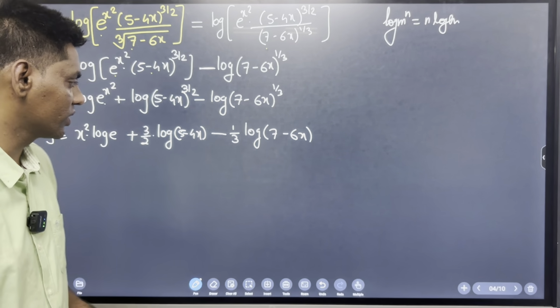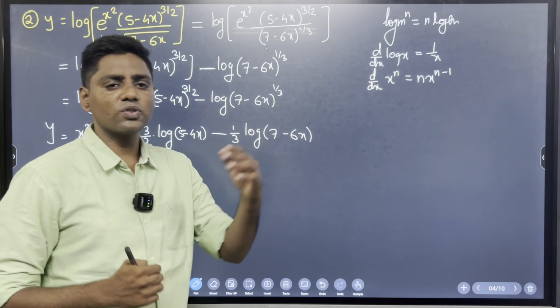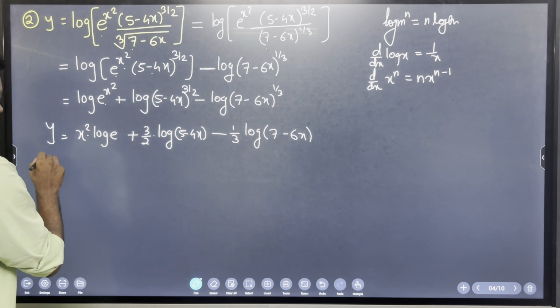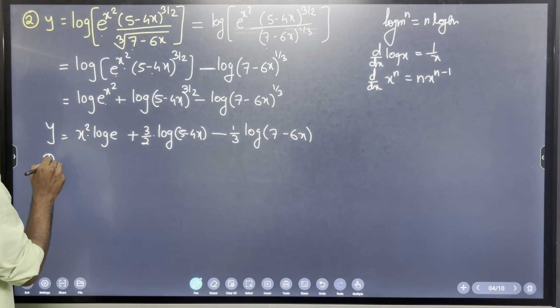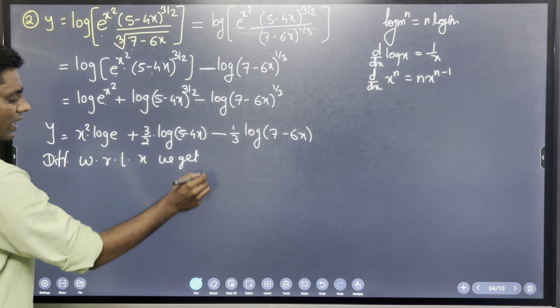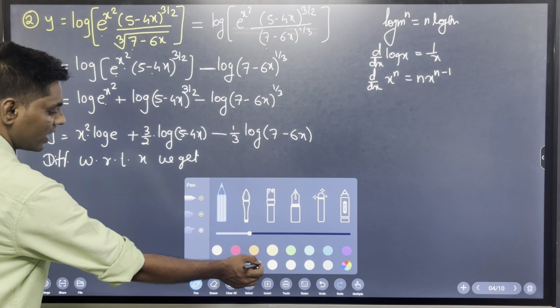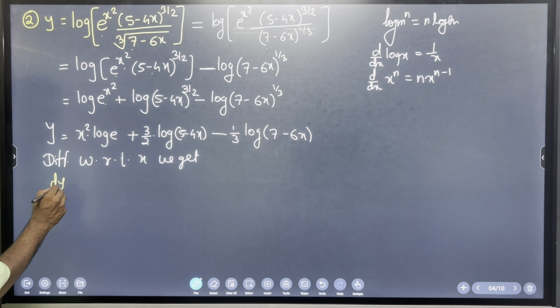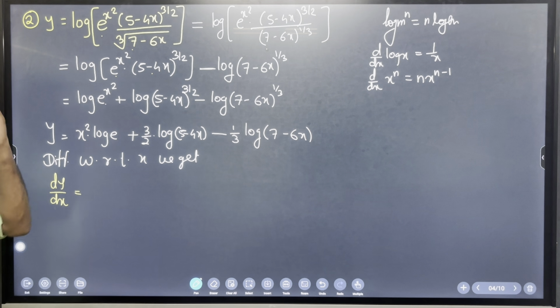The derivative of log x is 1 upon x, and for the derivative of a function raised to a constant power, we use n into x raised to n minus 1. By using these two formulas, we solve the question. So now, differentiating y with respect to x, we apply dy by dx on both sides. The answer is very simple: dy by dx equal to, so now here this is the first, x square, so it is the function raised to a constant.